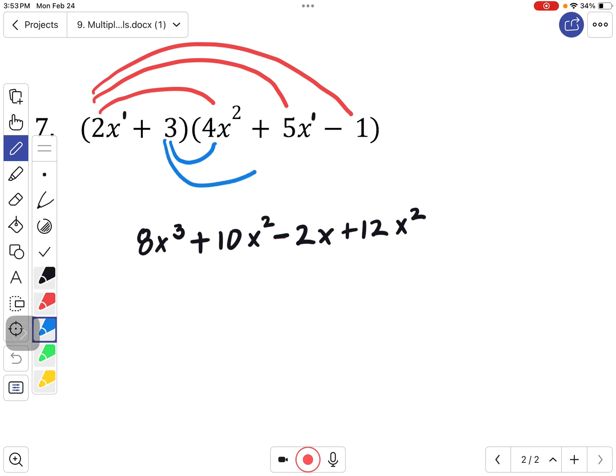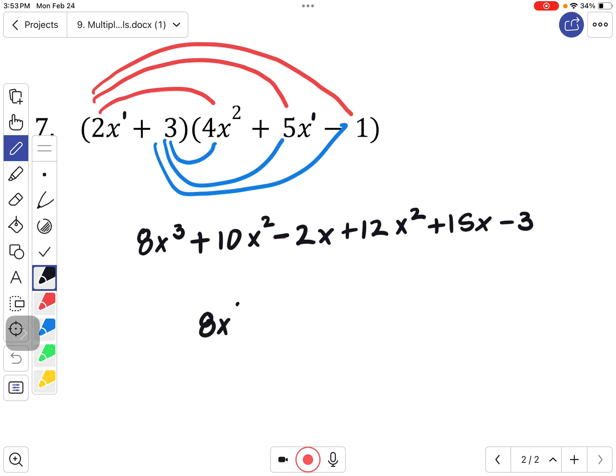Now I want to take that 3 times that 5, and I get 15x. So I'm going to add 15x. They're all positive. And then I'm going to take that 3 times that -1, and that's going to give me a -3, so I'm going to put that on the end. Okay, now I have to go through and combine my like terms. So by combining my like terms, I'm going to start with my highest power. My highest power is 8x to the third, so I'm going to start with that.